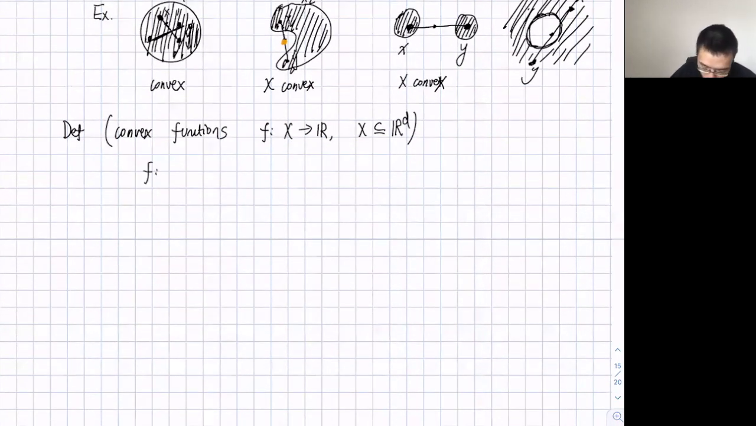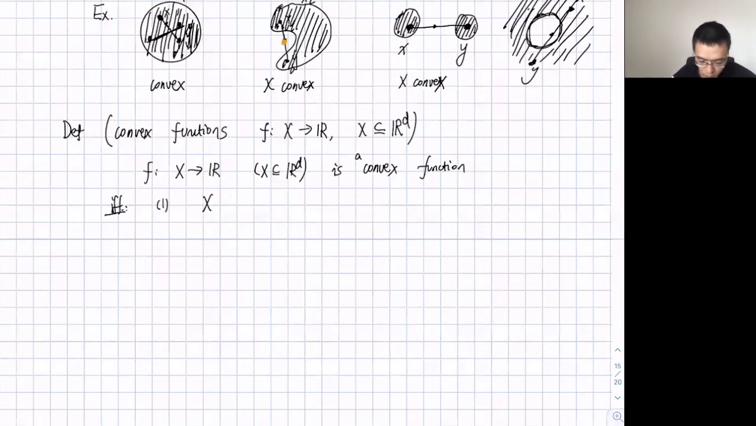So f from X to R is a convex function if and only if, first, the domain of the function, which is X, is a convex set. And second, the function is curving up.